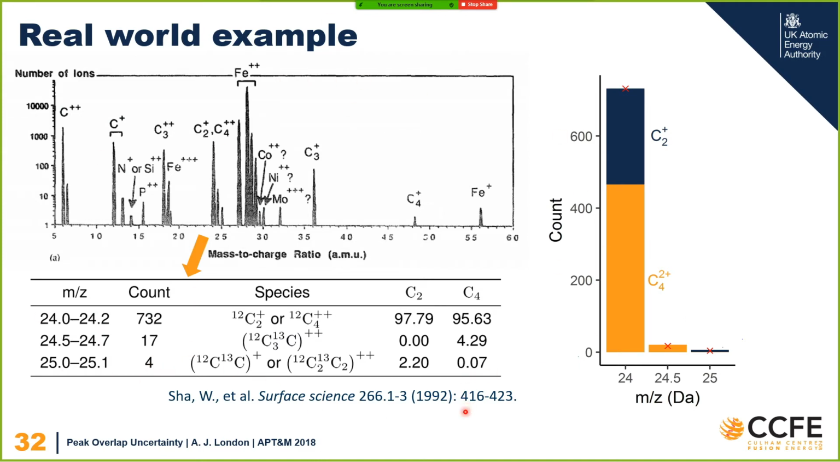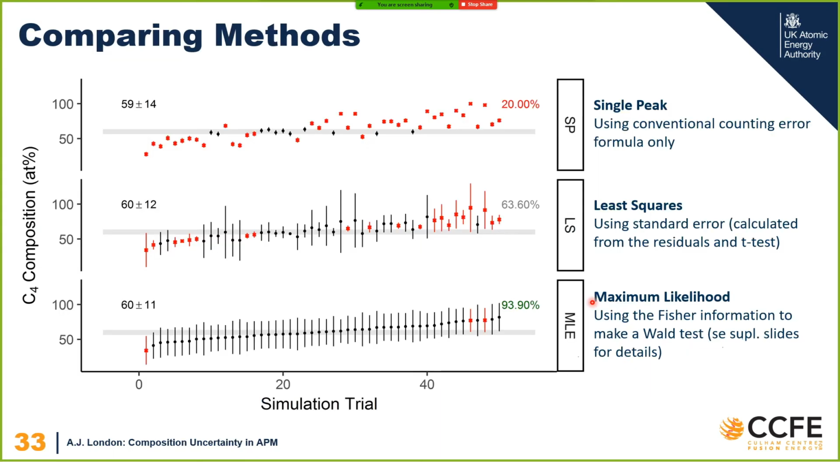So just very briefly, a real-world example. I've shown this before, so I'll go very quickly. But C2 and C4 overlapping. This is a very tricky overlap. It's a real problem that was published in 1992. This is the data that they had. I think this is my fit of it with the amount of C2 and C4. You've basically only got these two really tiny peaks that you're pivoting on to figure out how much C2 and C4 you've got in this much bigger peak.